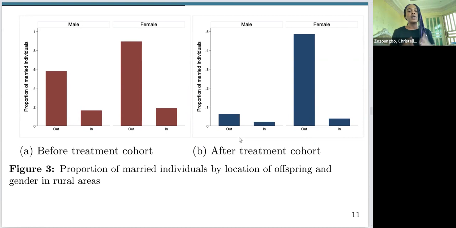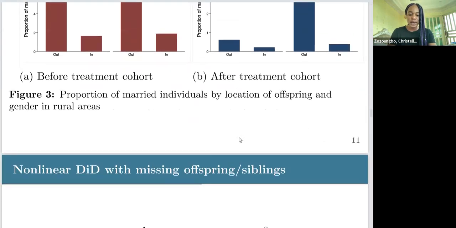So if we consider only those living with their parent in the analysis, clearly the result will be biased because we have a selection problem. So that's what I will consider in a more formal model in the next slide.